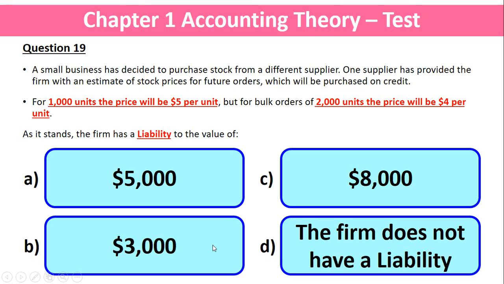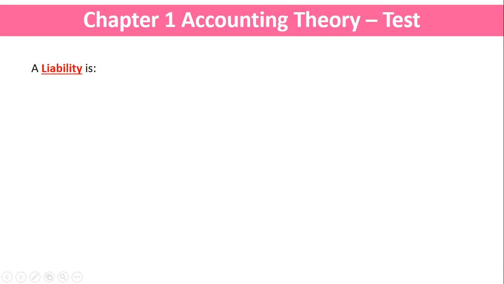Option B seems to be a bit nonsensical, so we're going to eliminate that straight away. Really, the only options we need to consider here are A, $5,000, C, $8,000, or D, maybe we don't have a liability at all. Let's have a look at the definition of a liability to figure this out.